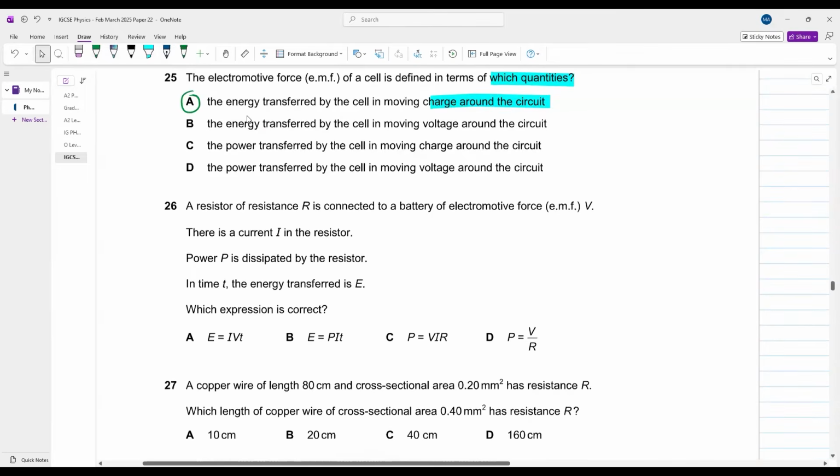A resistor of resistance R is connected to a battery of electromotive force V. The current in the resistor is I. The power dissipated is P. In a time of T, the energy is E. Can you state the correct expression? Energy is equal to current into voltage into time. A is the correct answer.